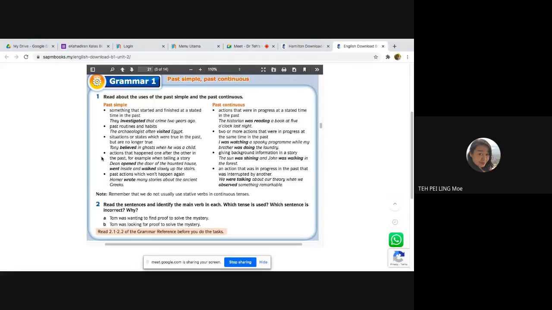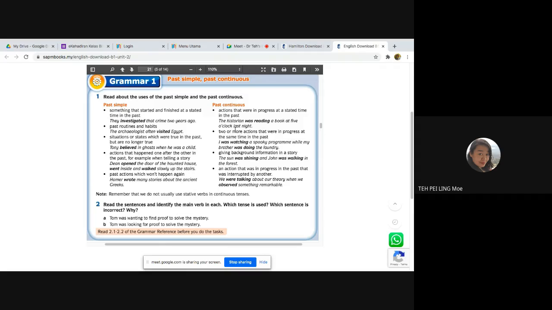Next, actions that happen one after the other in the past. For example, when telling a story, Dean opened the door of the haunted house, went inside, and walked slowly up the stairs. So this is action, okay, mentioned in the story, used past tense. Then you have past actions which won't happen again. Homer wrote many stories about the ancient Greeks. Done. Okay, the action already done. So these are the scenarios, or the situations, where you use past simple tense.